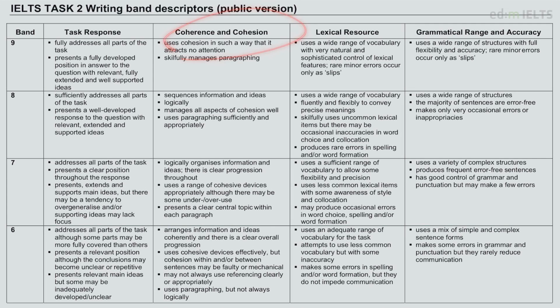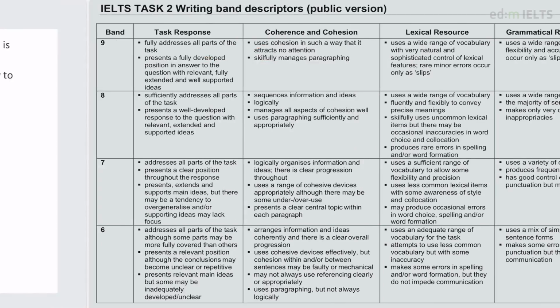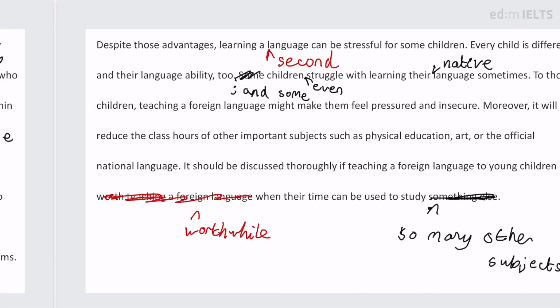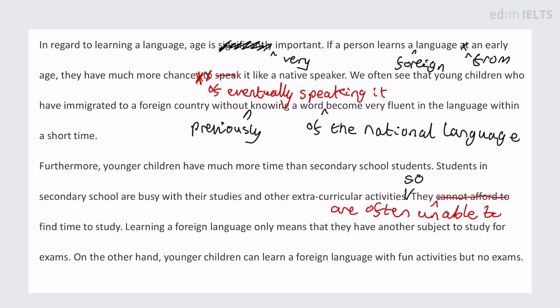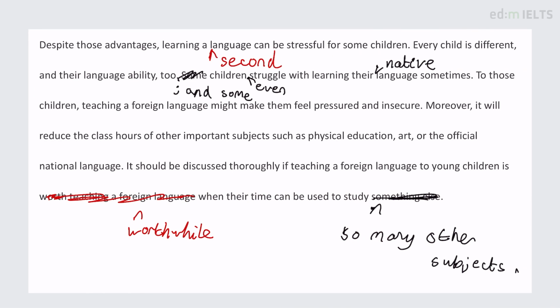Coherence and cohesion. Very well organized in terms of the language and putting it together. Can I say that it's in such a way that attracts no attention? No, of course I can't. There's a big loss of cohesion in one part in particular.